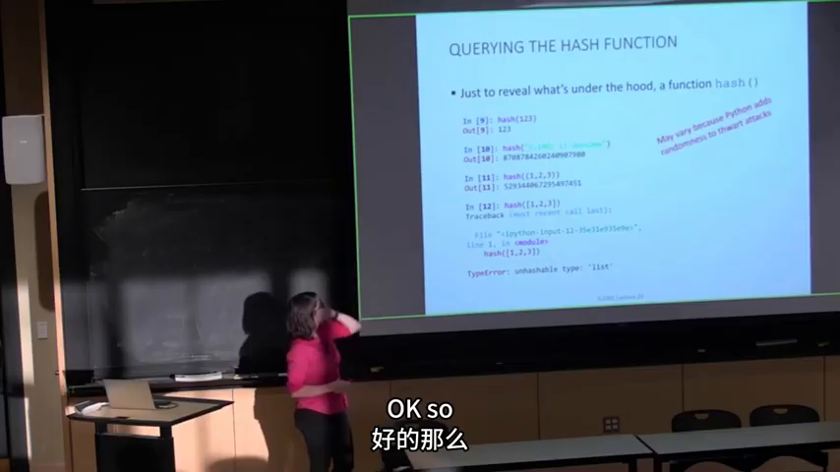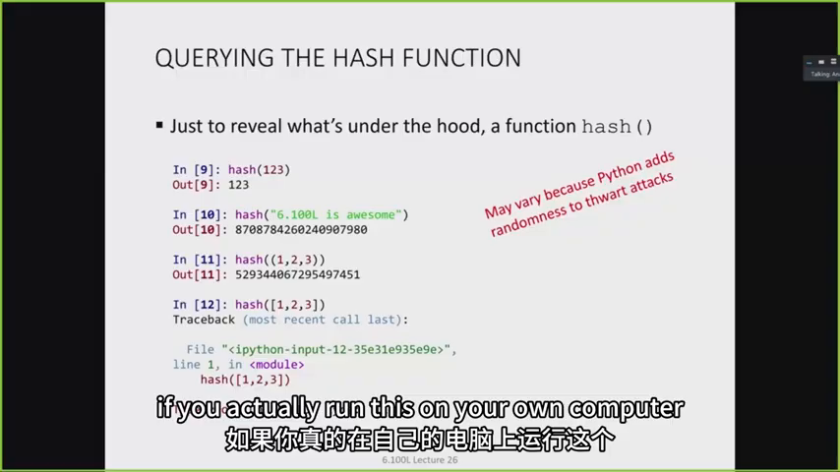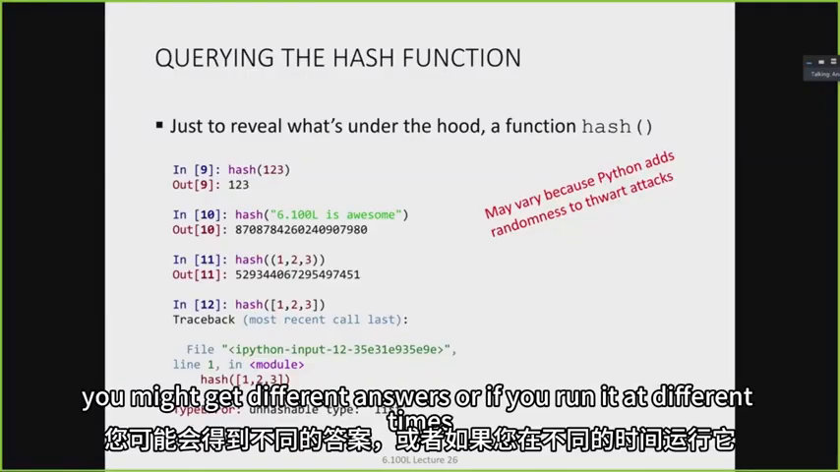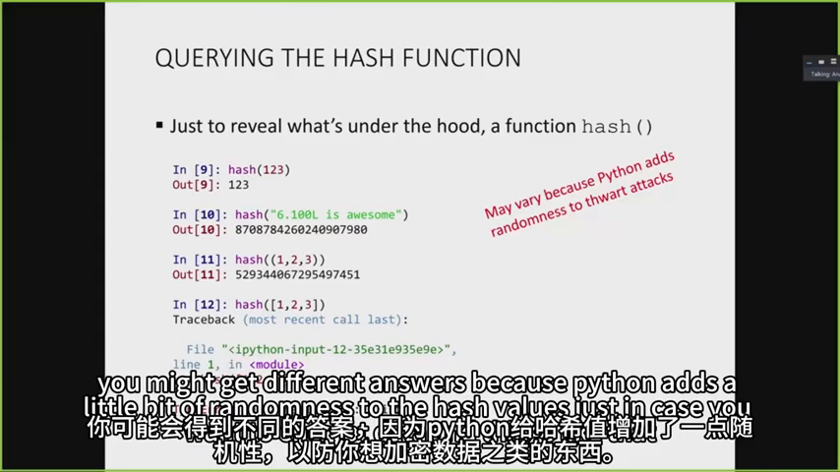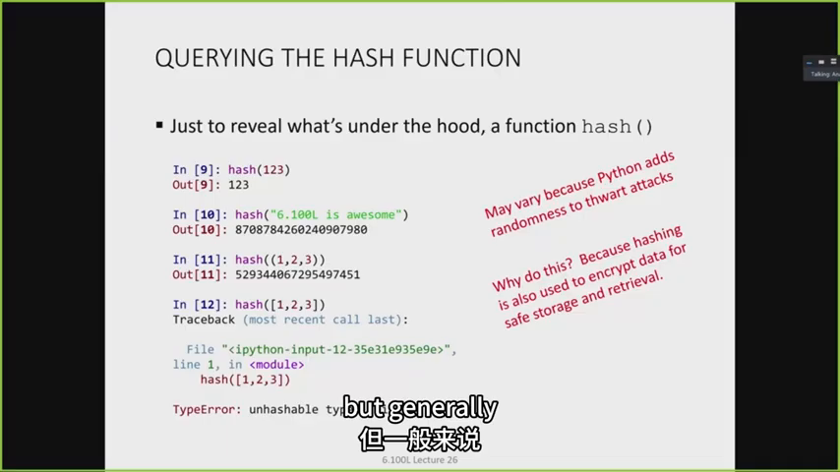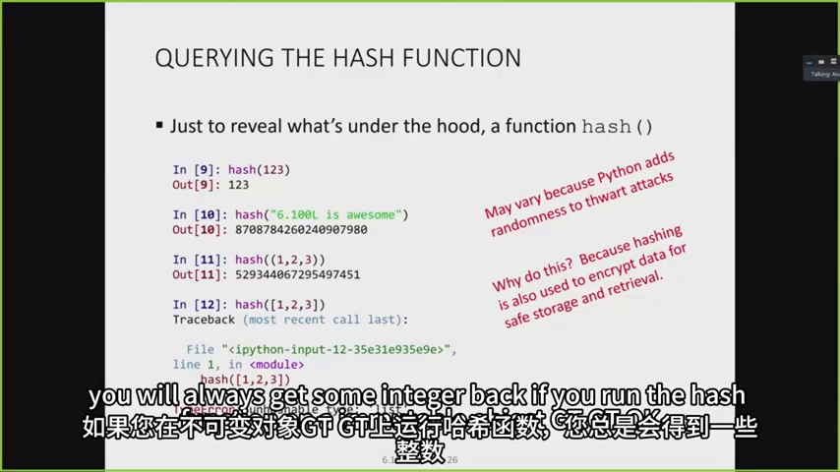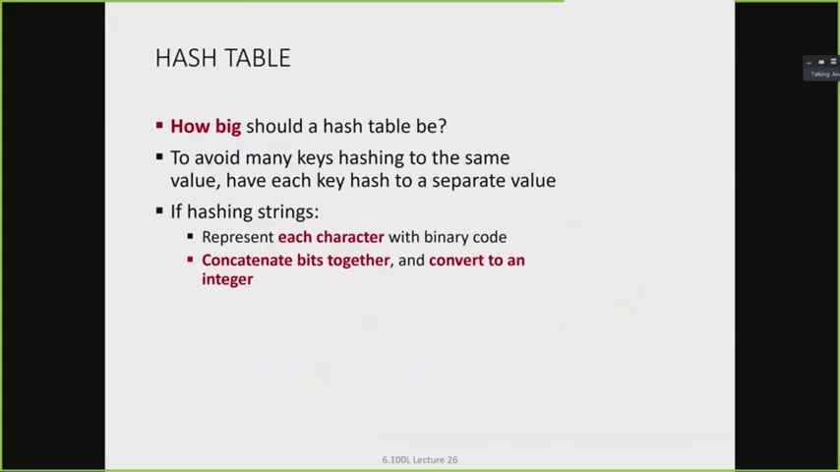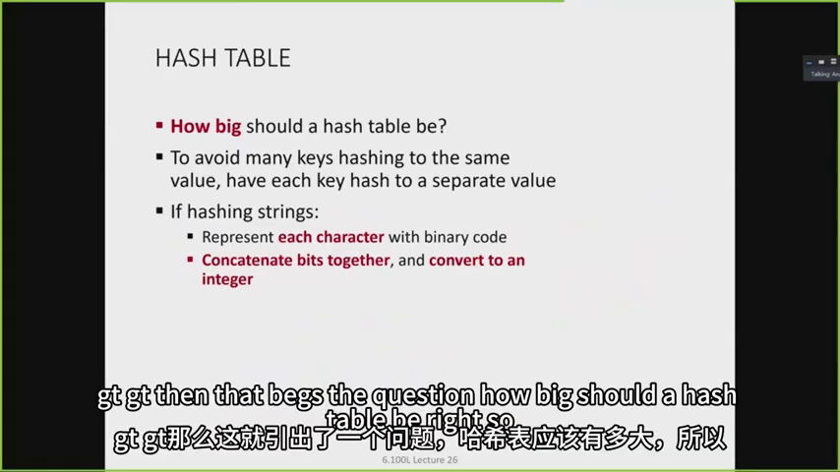Okay. So if you actually run this on your own computer, you might get different answers, or if you run it at different times, you might get different answers because Python adds a little bit of randomness to the hash values, just in case you want to encrypt data and things like that. But generally, you will always get some integer back if you run the hash function on an immutable object. Okay, so then that begs the question, how big should a hash table be, right?